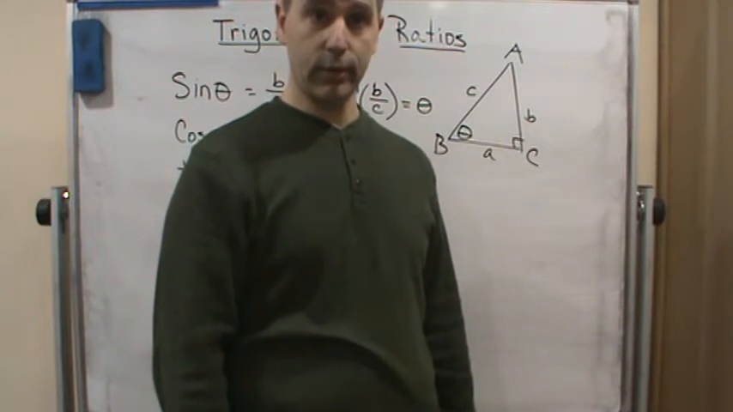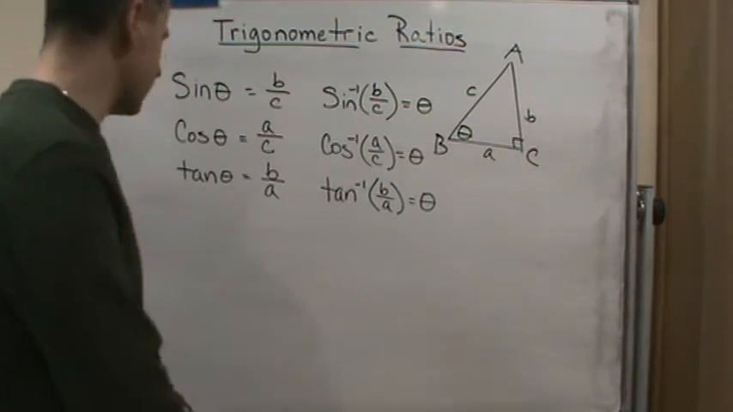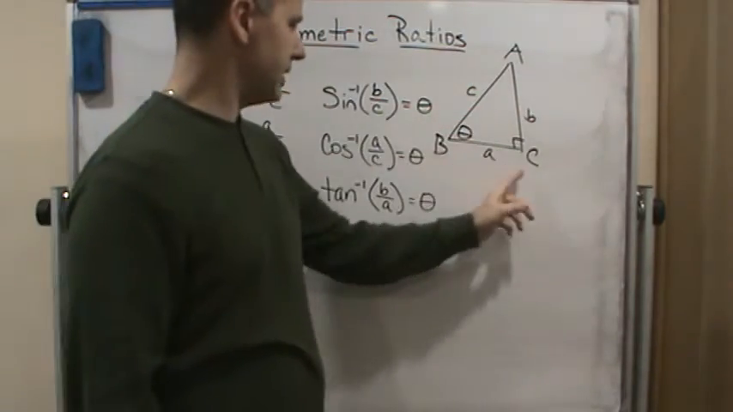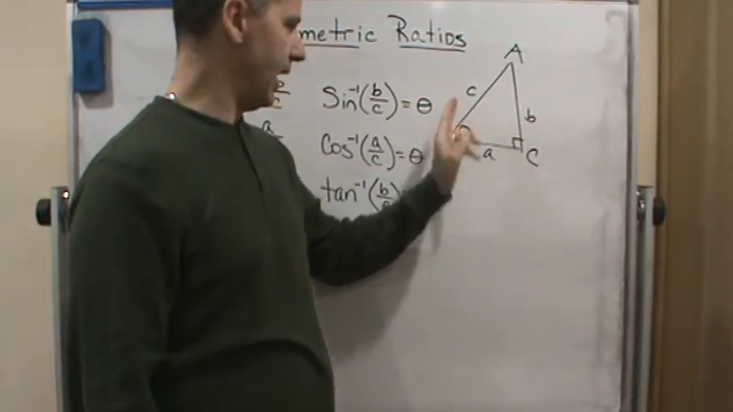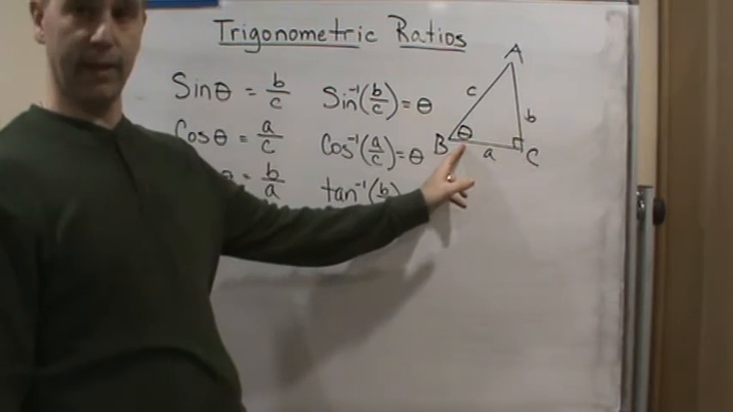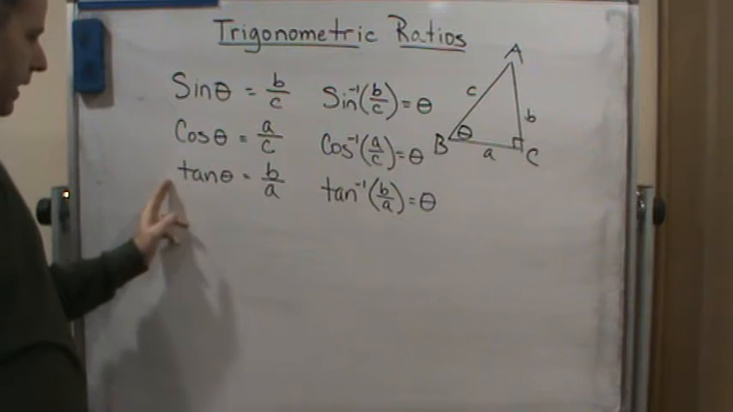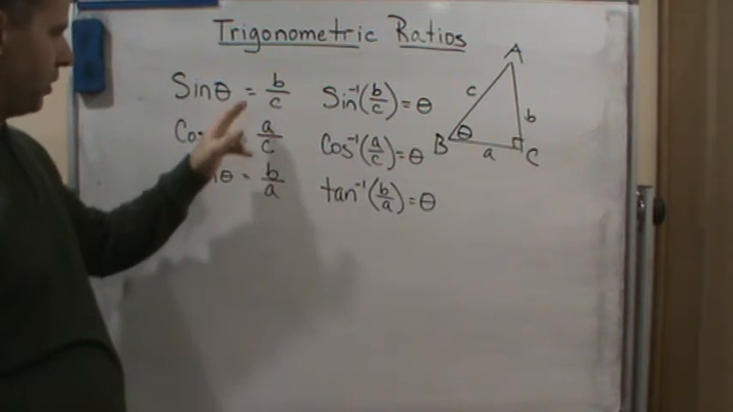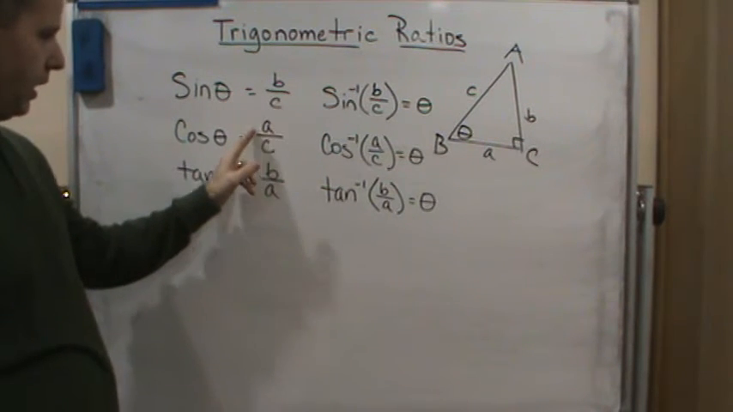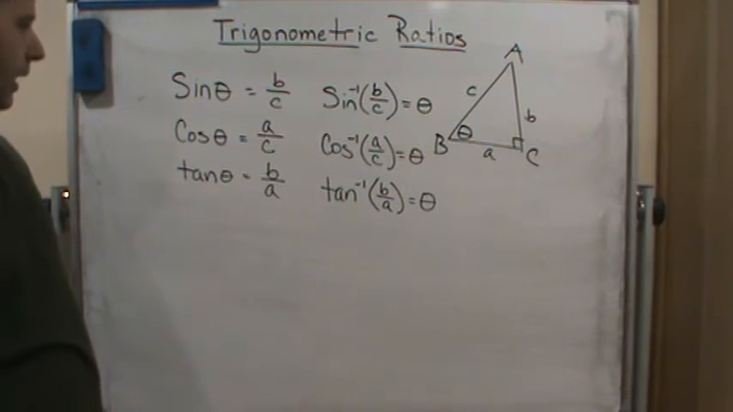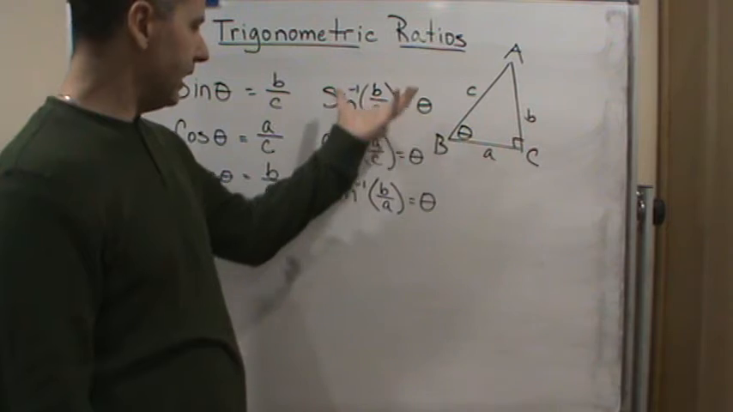So that's what we're going to use to find an angle: the inverse trigonometric functions. Now, here as a visual is our right triangle with vertices A, B, C, sides A, B, C, and there's our given angle, theta. We know that the definitions of sine, cosine, and tangent are given by these ratios: opposite over hypotenuse, adjacent over hypotenuse, and opposite over adjacent.